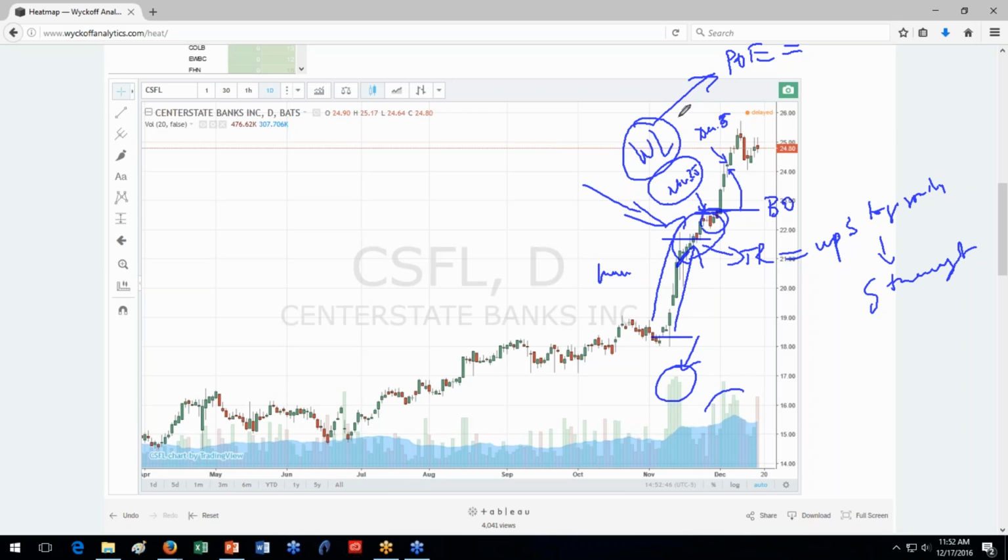So on my watch list, I'm going to say that my point of entry is maybe 22.75, and I might even have an open order with my broker for this particular stock. Even though the market is still in the reaction here, I'm going to initiate this position just based on the leadership that this particular stock, industry group, and sector has during this specific time.